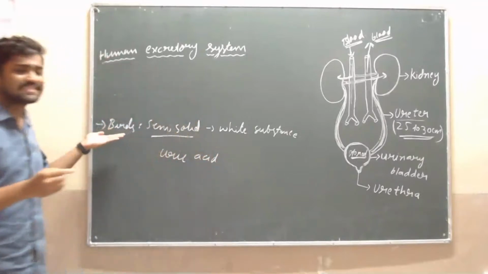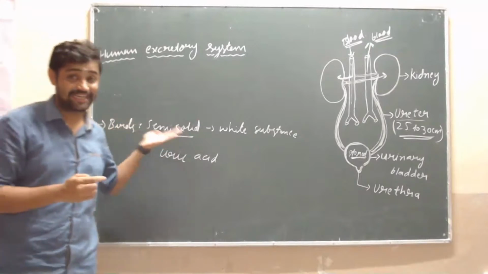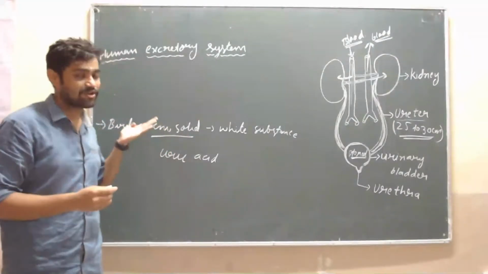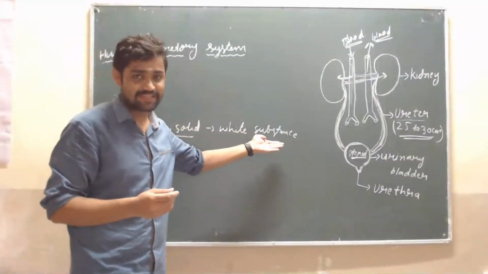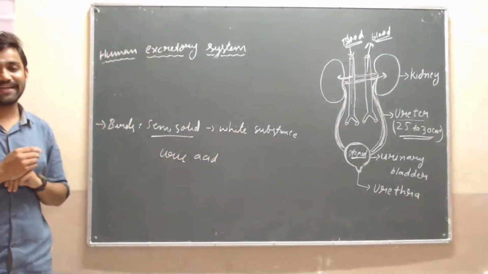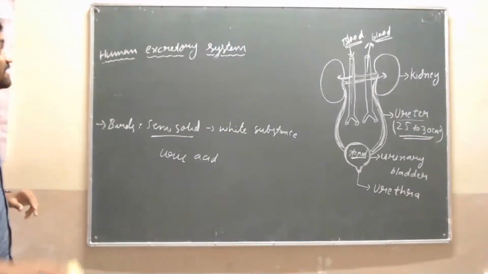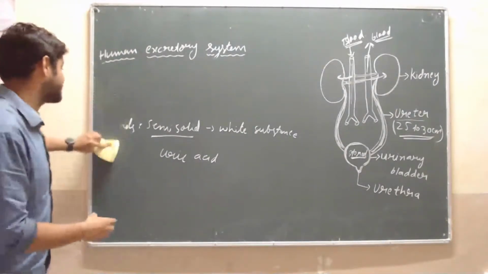This is about lizards and birds. They excrete semi-solid, which is a white substance, and that contains uric acid. And this is about the human excretory system.